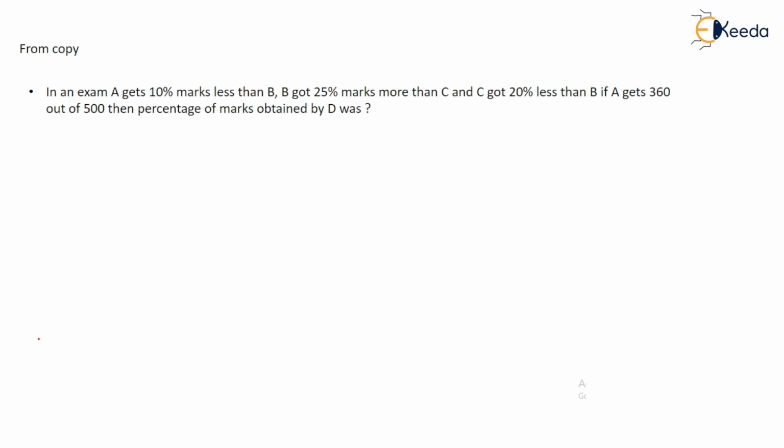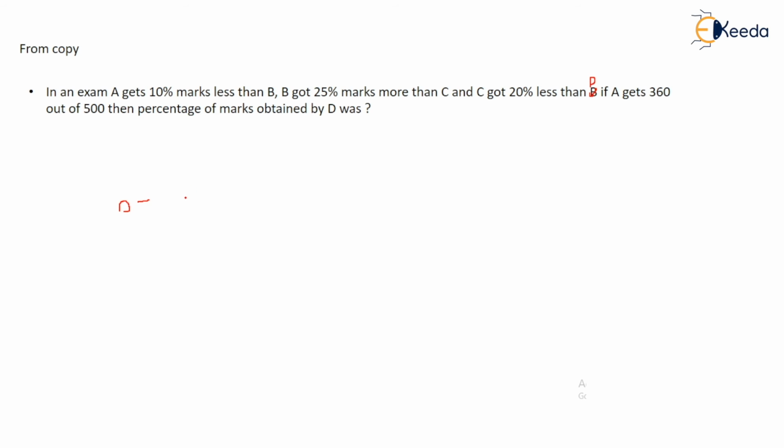Okay, let's see this question. In this question, it is asked, if in an exam A gets 10% less marks than B, B got 25% more marks than C, C got 20% less than D. It is D, not B. Okay, less than D. If A gets 360 marks out of 500, then what percentage of marks was obtained by D? So in such type of questions where there is a comparison between various elements, you have to start with the last part, that is D.